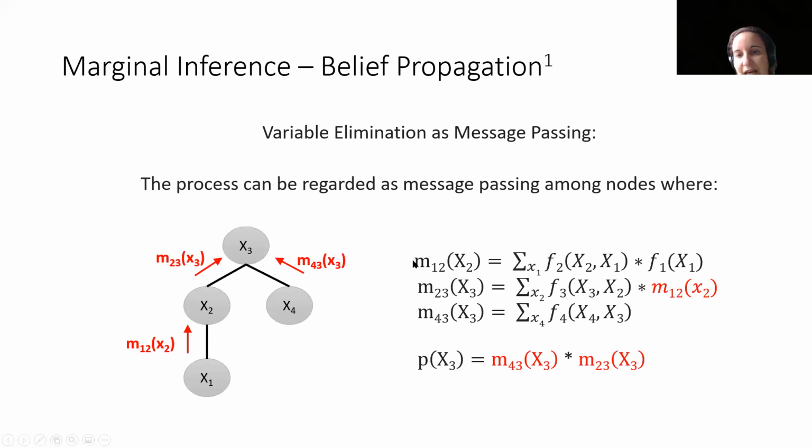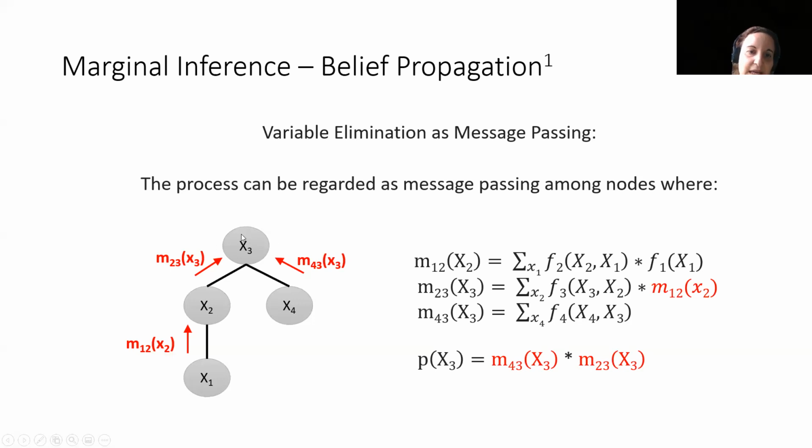Okay, so I'll call it another function. I'll call it m12 of x2. And why is it x2? Because at that point we already have marginalized the x1. So once we marginalize x1, it's going to be only a function of x2. Okay, so this is the part of the summation that pertains to that part of the tree.